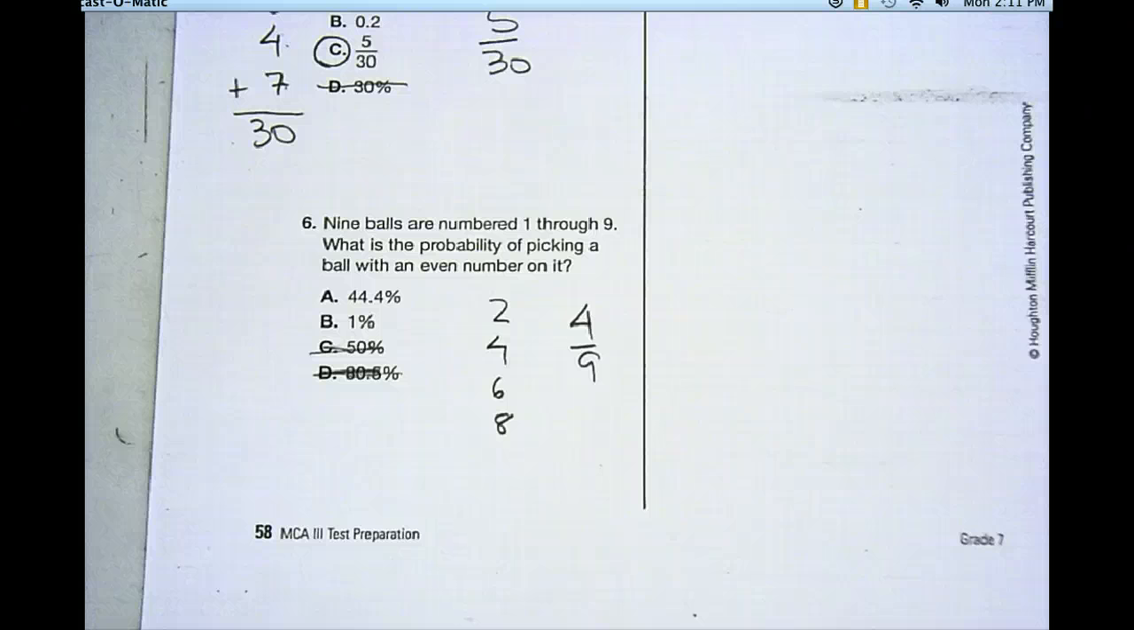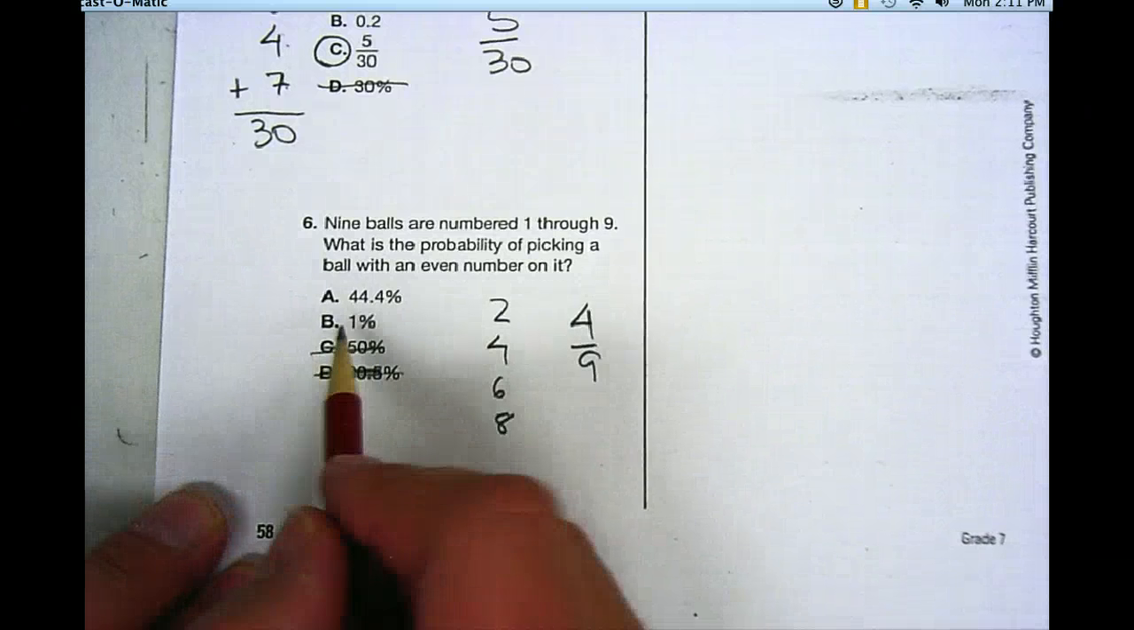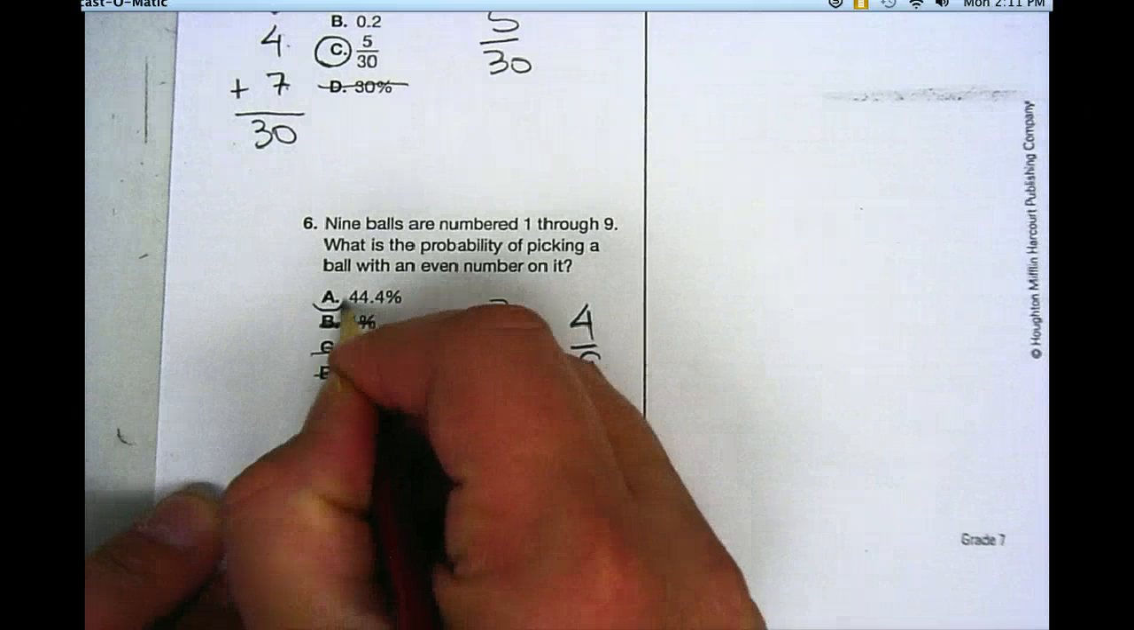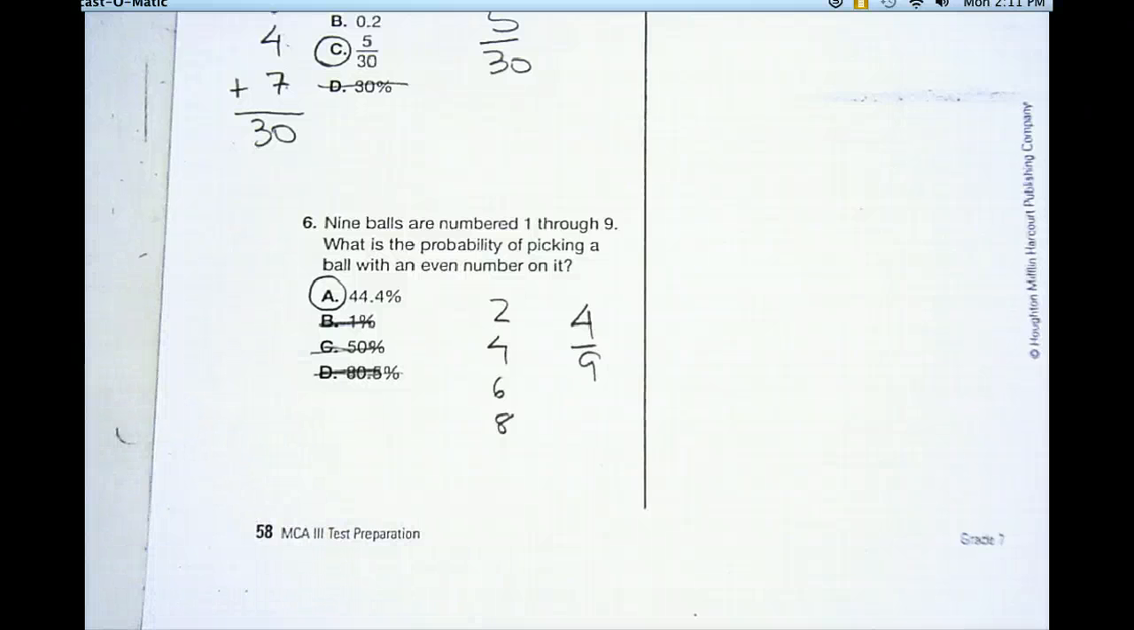1% means 1 per 100, or 1 out of 100. That's what 1% is, and that doesn't make sense either. So I'm going to cross out 1%, and actually the answer for this is 44.4 repeating percent. So that one is going to be letter A for that problem.